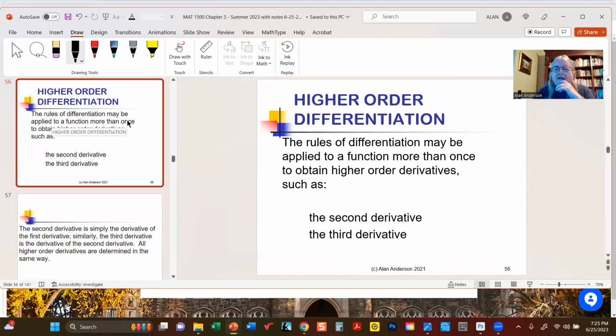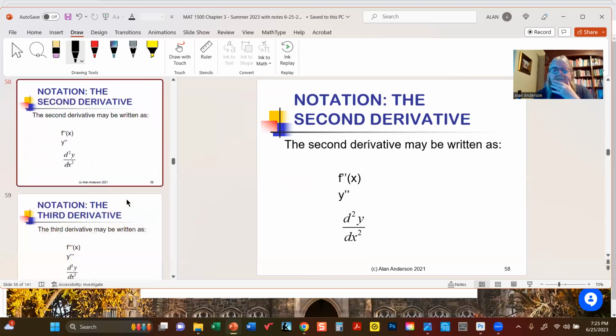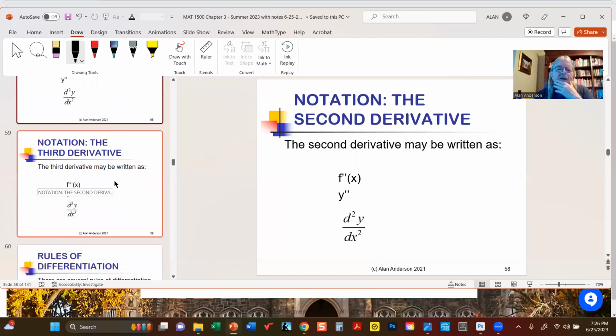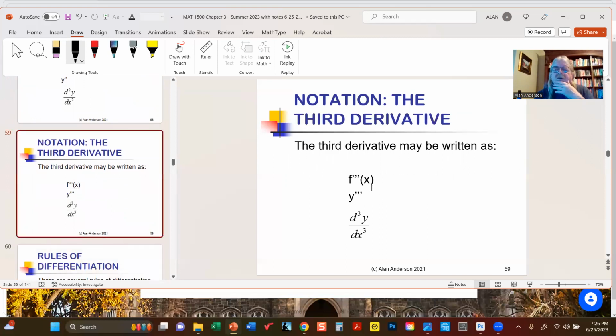Oh, here it is. Okay, I was afraid I was jumping the gun a little bit here. It's right here. Higher order differentiation. The rules may be applied to a function more than once to get higher order derivatives, like the second and the third and the fourth, etc. But you're not going to see the third very often in practice. These are the ones you'll see quite often. The rest, very infrequently. And of course, they also have their own notation. You see now, suddenly it becomes f prime prime, f triple prime of x, y prime prime prime, or y triple prime, and d cubed y over dx cubed.